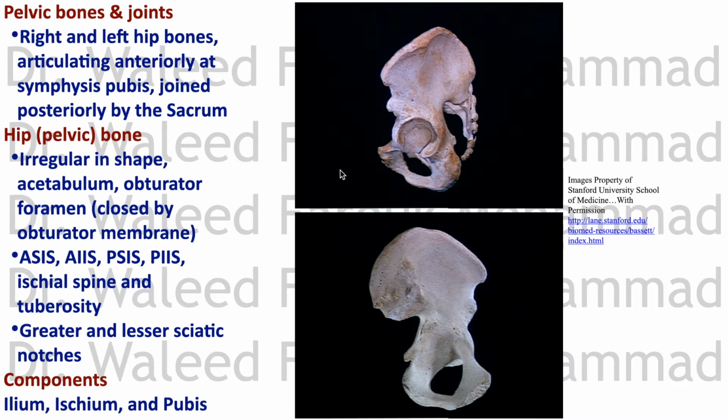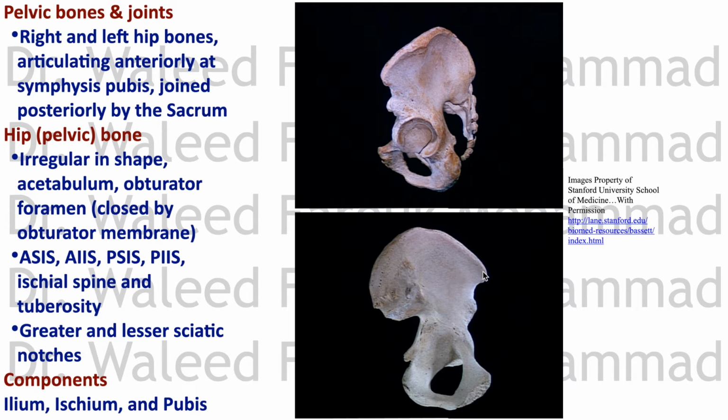Of course, the prominent bone is the hip bone. As you can see, it's irregular in shape. It has acetabulum on its lateral side, the acetabulum to accommodate the head of femur in the hip joint. We have an obturator foramen, as you can see here and here. This is the medial surface.